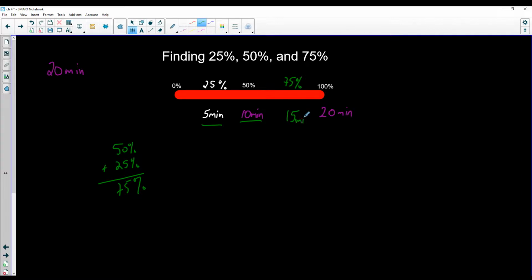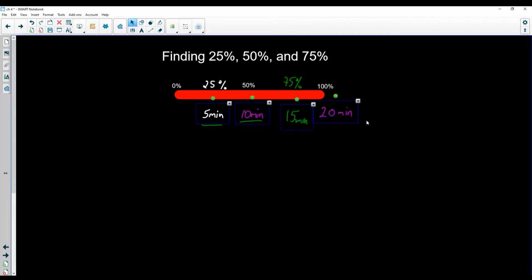And so you're able to easily find what 100% of a number is, and 50%. If you can easily find 50%, you should easily be able to get 25%. And then if you're able to find 25 and 50, easy peasy to get 75. So let's take a look at an example where it's not just about minutes. This could easily extend into dollars as well.